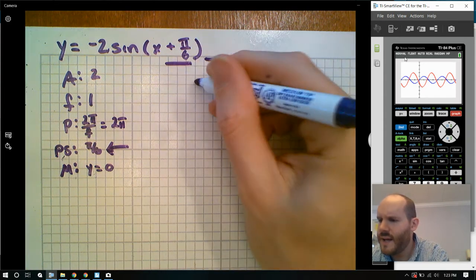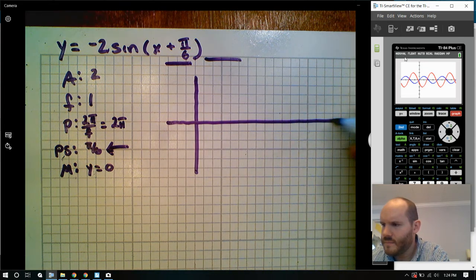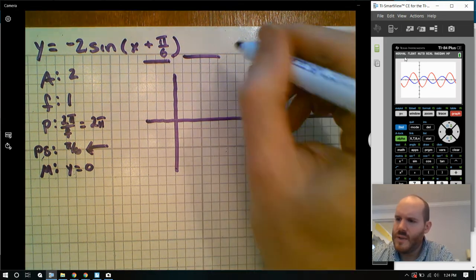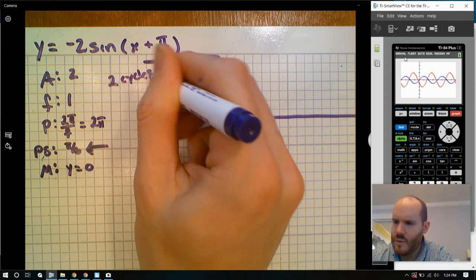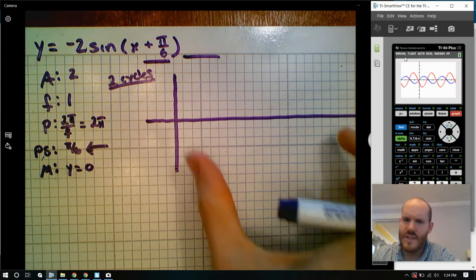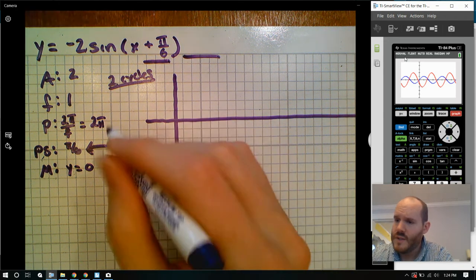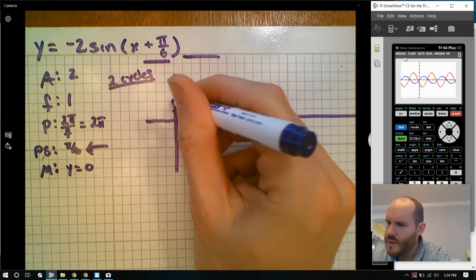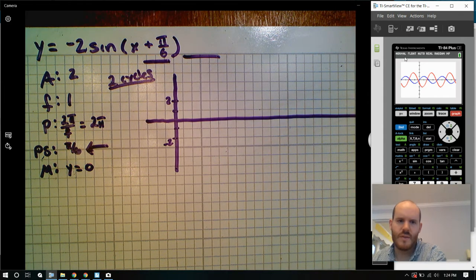Okay, so now I'm going to scale out my axes. I'm going to draw my axes in. I'm giving myself lots of space over here because, like we've done before, I'm going to graph 2 cycles or 2 periods of this graph. So I'm giving myself enough space to do that. Additionally, I need to scale out the axes like we've done before. So I have a midline at 0 and an amplitude of 2. So I really just have to go up 1, 2, and down 1, -2. Okay, so that's my vertical scale.